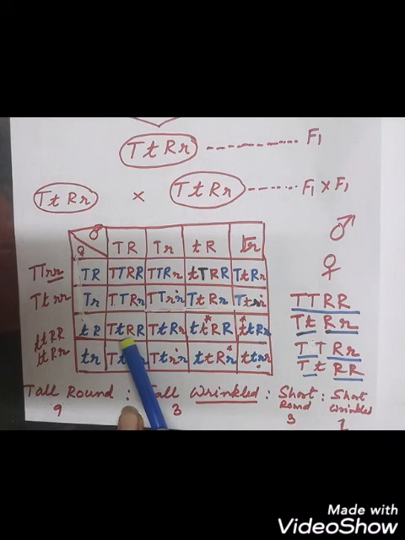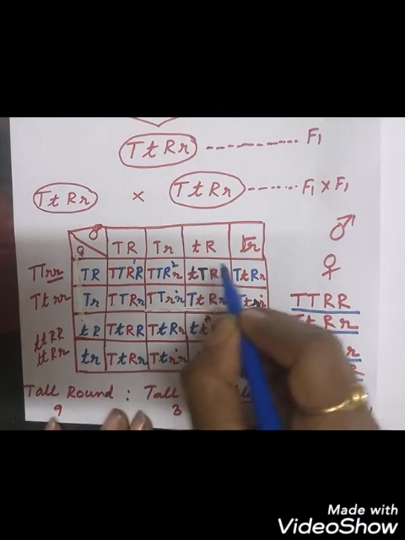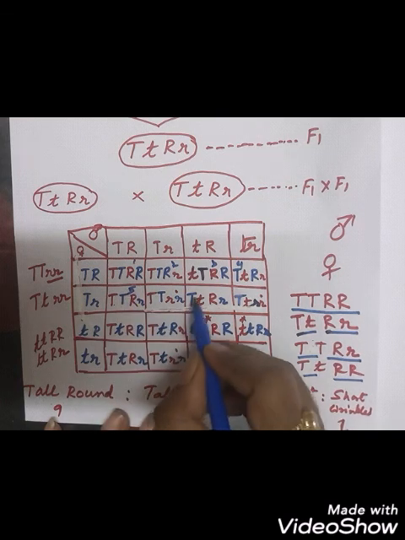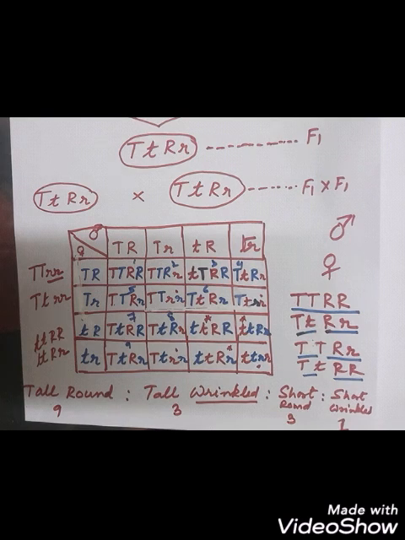This is also tall round. Whenever you can see one capital T, one R, it is tall round. This is also tall round. Capital T, capital R. Then you can see here this is also tall round. So let us see 1, 2, 3, 4, 5, 6, 7, 8, 9. So total we have got 9 tall round.